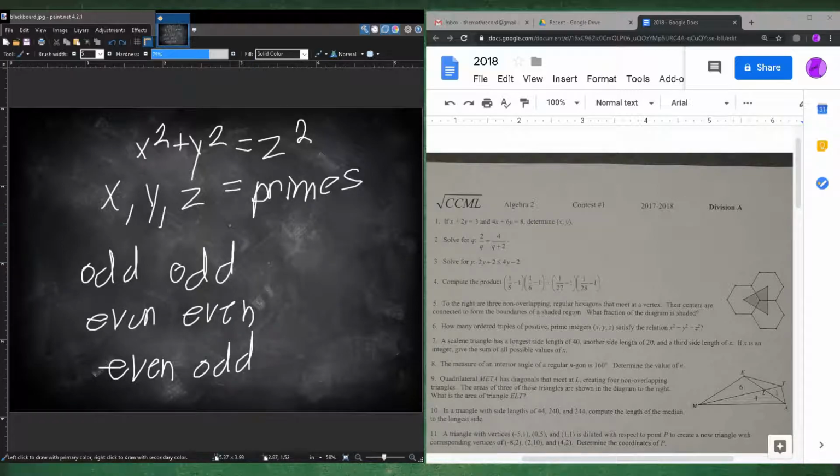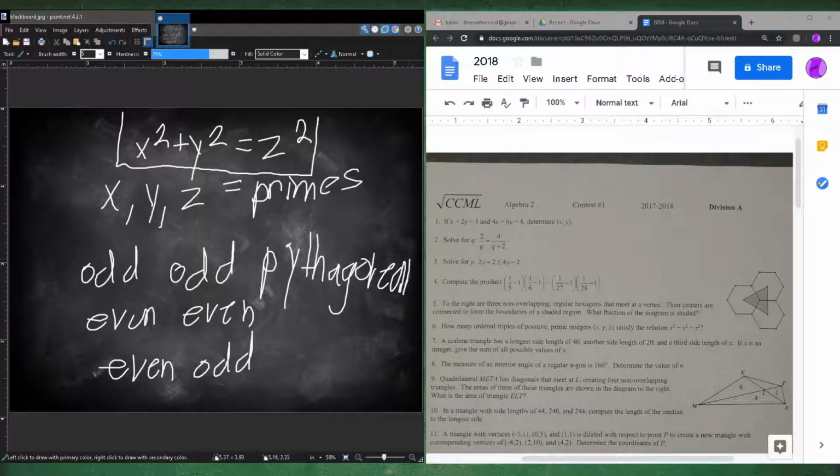Well, if you think about it, you have x squared plus y squared equal to z squared. Doesn't this formula look really familiar? It's the Pythagorean theorem, right? The smallest Pythagorean triple is 3, 4, 5. See, 3 squared plus 4 squared is 9 plus 16, which is 25. 5 squared is 25, so this is true. That's the smallest Pythagorean triple, which is what everyone usually knows from math.